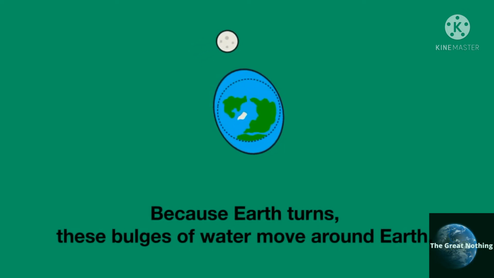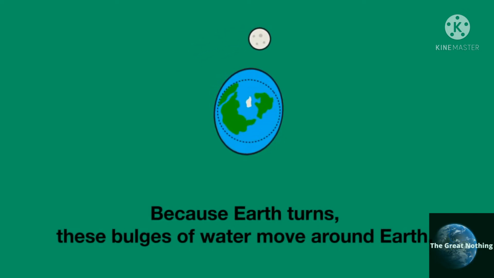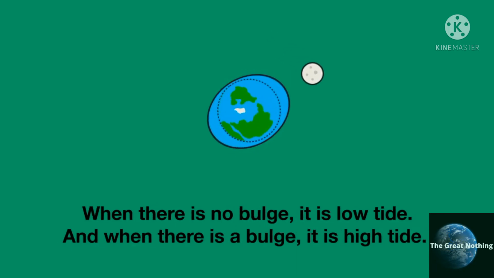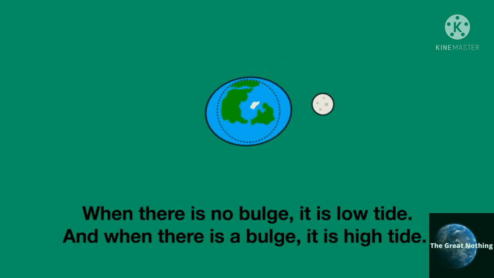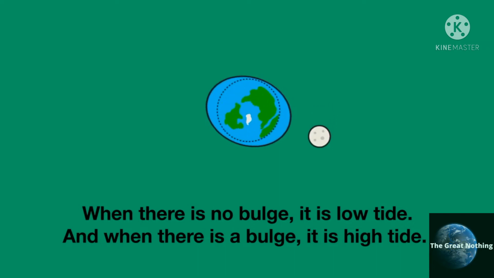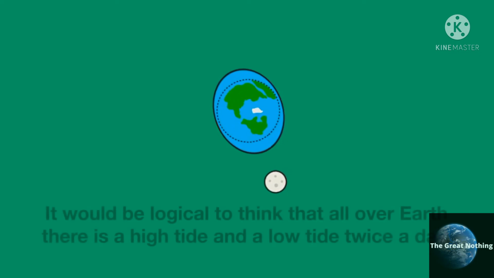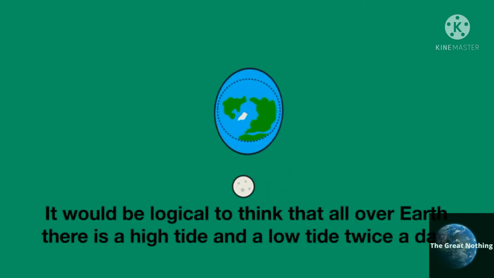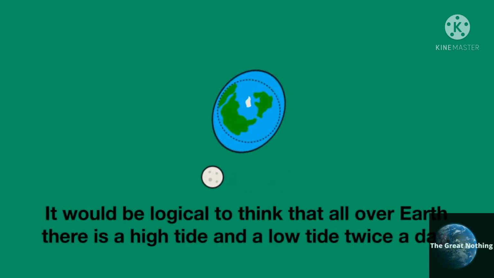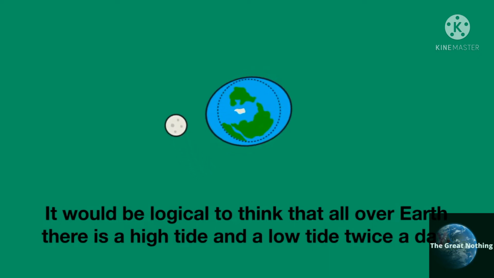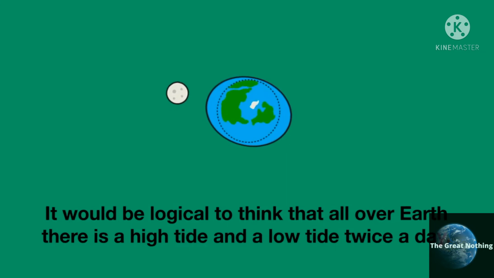Because Earth turns, these bulges of water move around Earth, or rather, Earth moves underneath them. When there's no bulge, it's low tide. And when there is a bulge, it's high tide. Earth takes 24 hours to rotate. So it would be logical to think that all over Earth there's a high tide and a low tide every 12 hours. So twice a day.